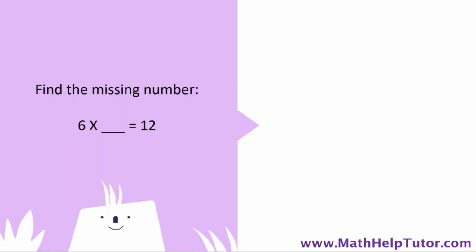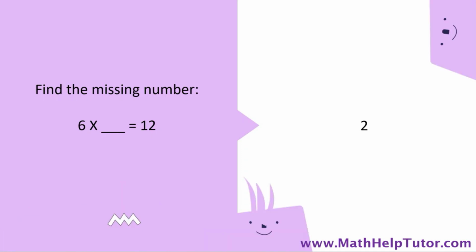Find the missing number. 6 times blank is equal to 12. The answer is 2. So how did we come up with this answer? There are 2 ways for this. We could either just divide 12 by 6, which we know is 2, or we can draw a grid that has 12 boxes in it and is 6 boxes long.